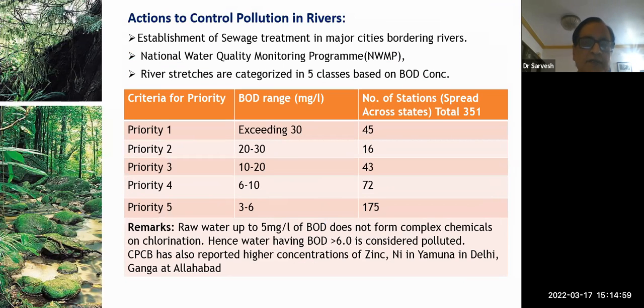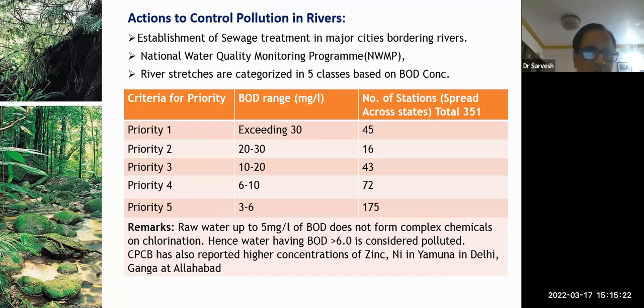What happened? Really, actions to control pollution in rivers were required to avoid dumping sewage directly into the rivers, because sewage treatment was very much required. In fact, the sewage had to be treated, followed by the discharge.